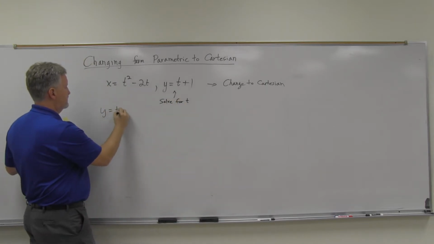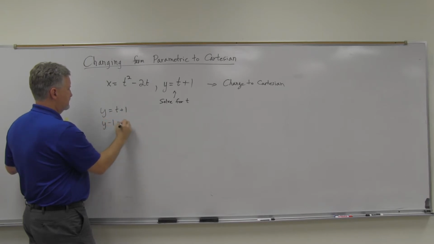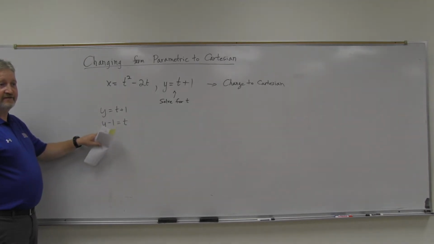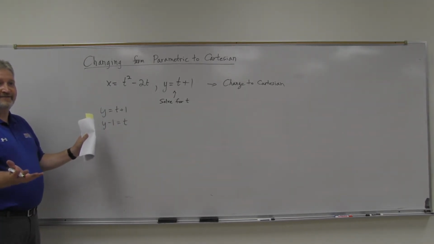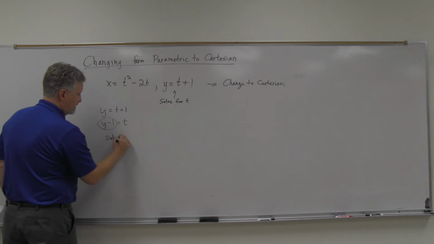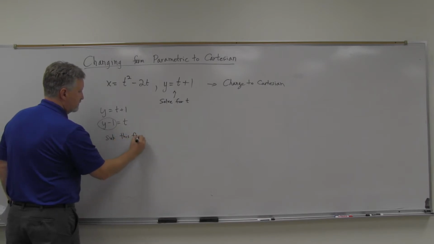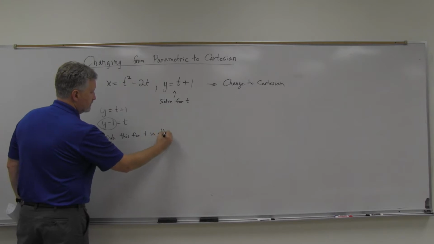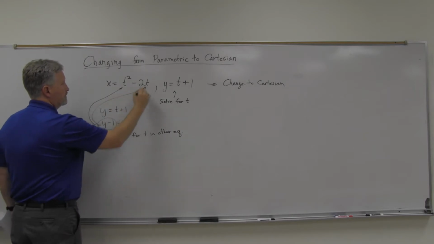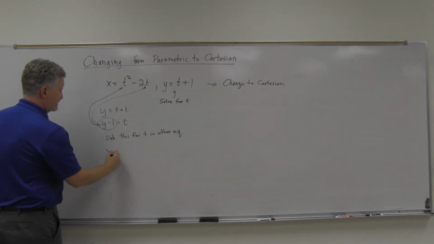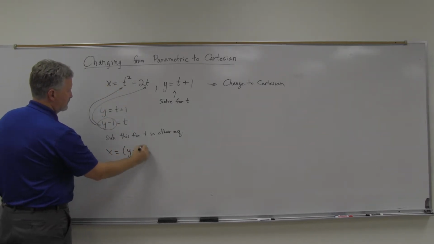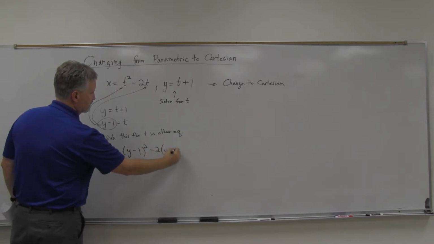So it'd be y equals t plus 1. Subtract 1, you get y minus 1 equals t. Well, if t is equal to that, it's equal to that anywhere we go. So now I substitute that expression for t in the other equation. So I go to the x equation, and it'll be x equals (y minus 1) squared minus 2 times (y minus 1). Done.